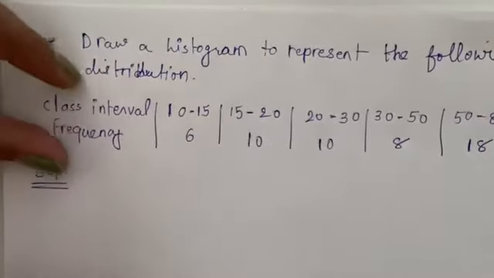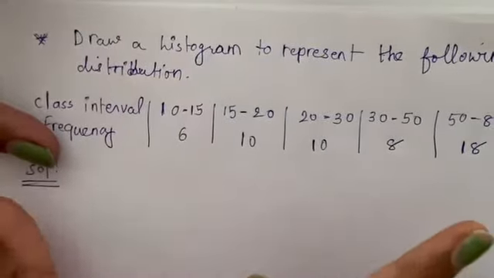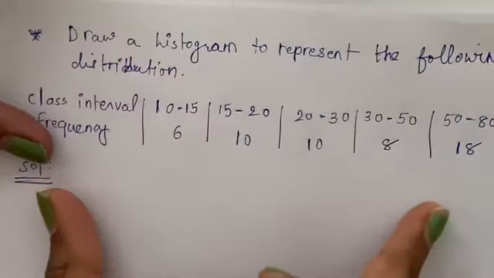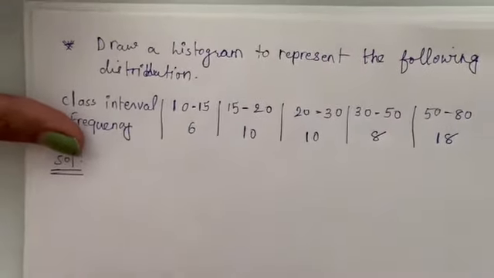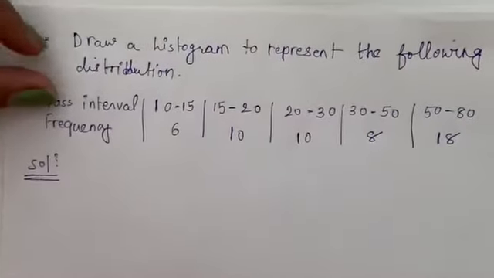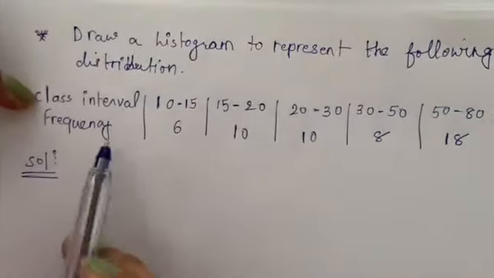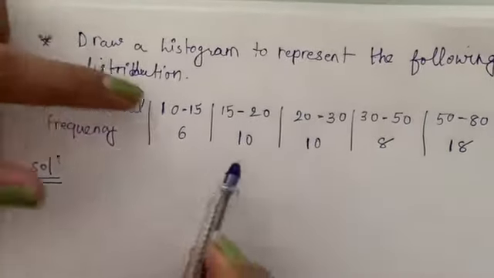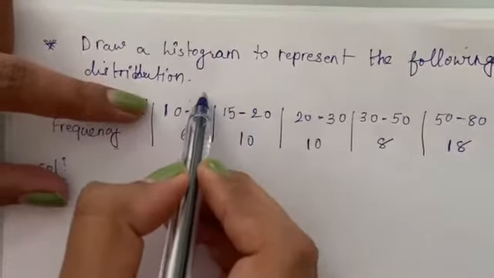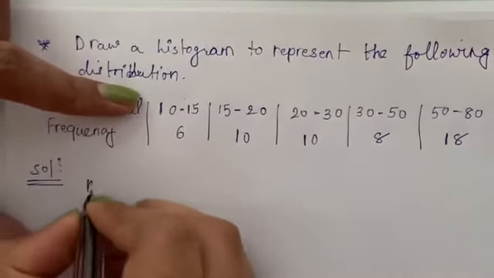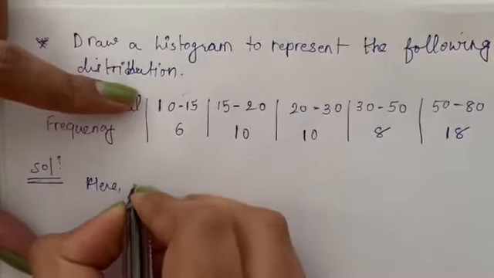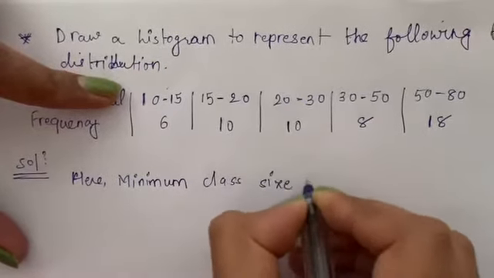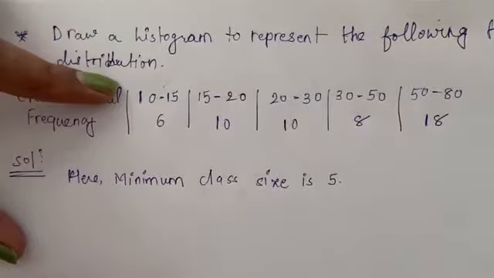So the solution starts with this: over here the class sizes are different, so we have to calculate the adjusted frequency for each class. How will you calculate the adjusted frequency? For that, we'll find the minimum class size here. So the minimum class size is 5. Okay, so I will write here: minimum class size is 5.